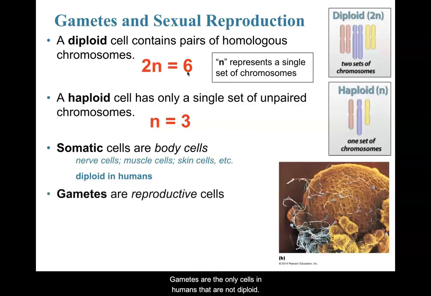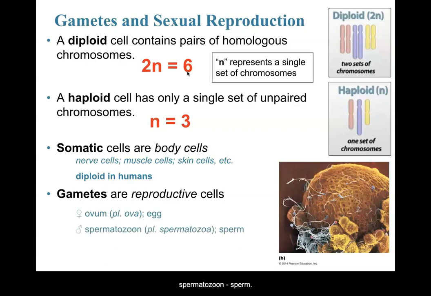Gametes are the only cells in humans that are not diploid. I am talking about reproductive cells, the cells that are going to be used for sexual reproduction, the cells that are going to be involved in passing on our genetic material to our offspring. So for females, I'm talking about ovum, I'm talking about egg cells, and for males, I'm talking about spermatozoon, sperm. These cells are known as gametes. They are reproductive cells, and they are important since they are the only cells that are haploid.